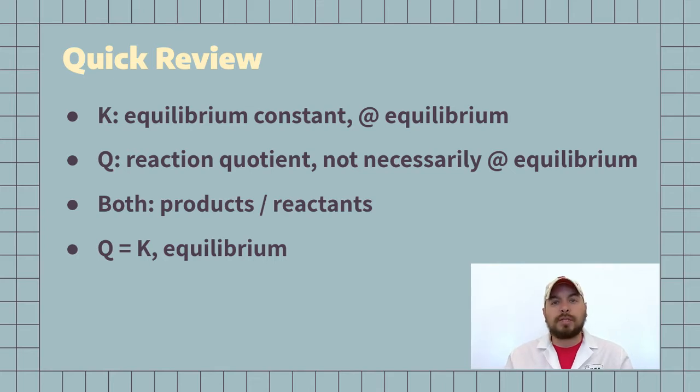And the focus of today is, number one, figuring out how we can change our Q compared to K, and how we can predict which direction a reaction is going to shift as a result of Q not being equal to K. Because remember, we want to reach equilibrium, and we can reach equilibrium in either the forward direction or the reverse direction.